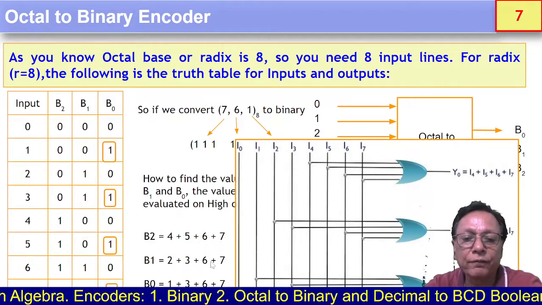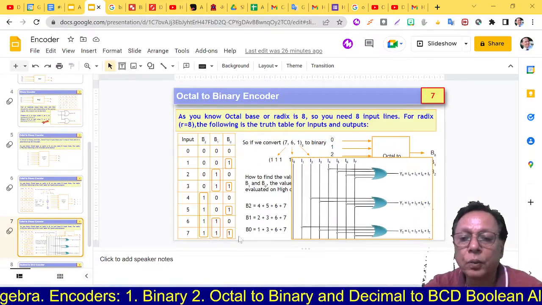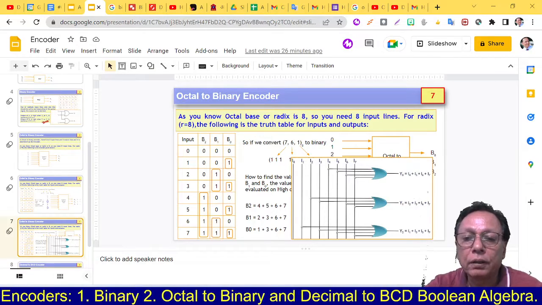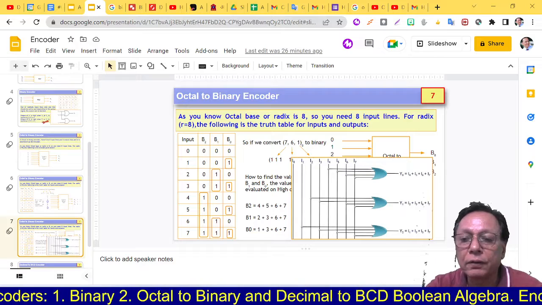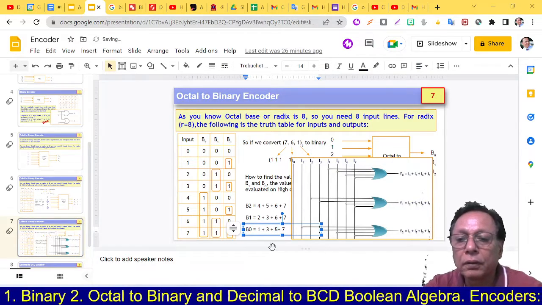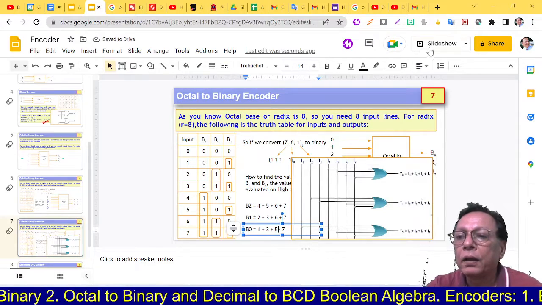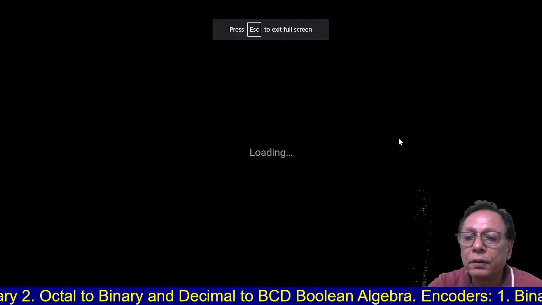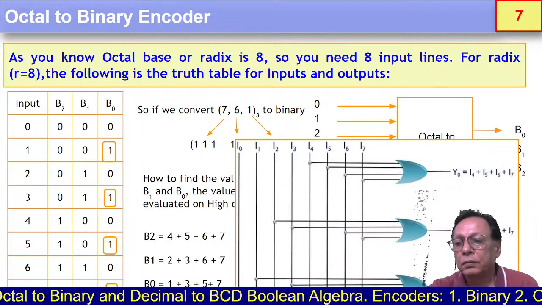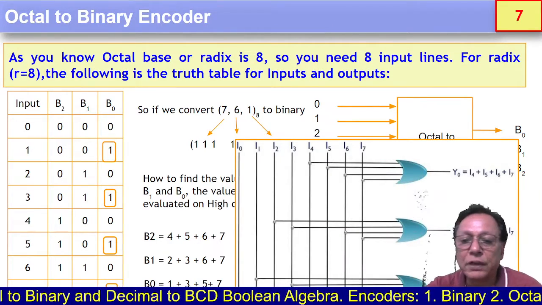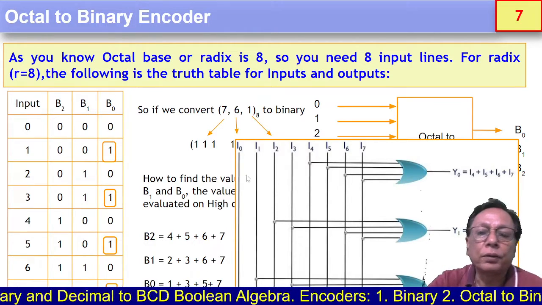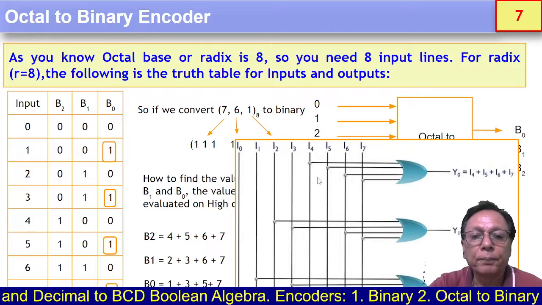It is 5, 7. 1, 3, 5, 7. So this is the output, and this is the octal to binary encoder.